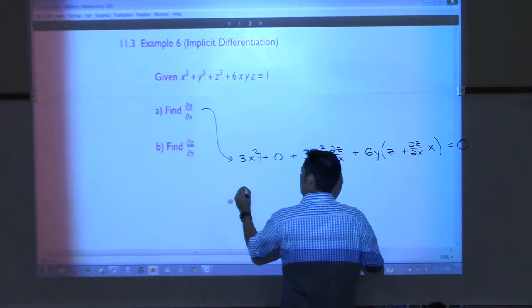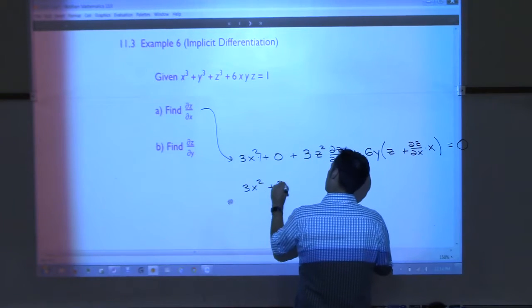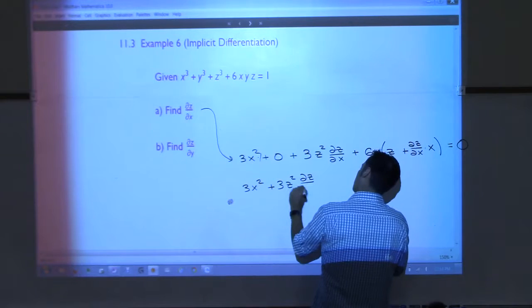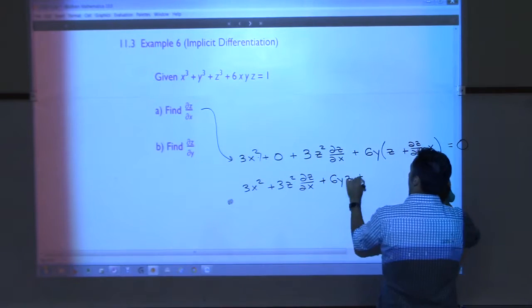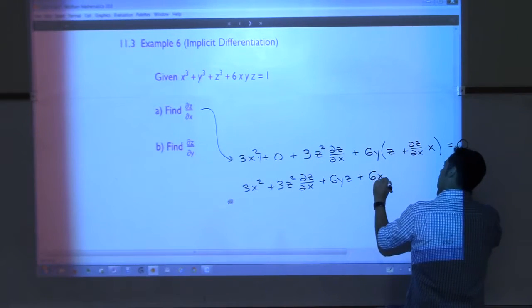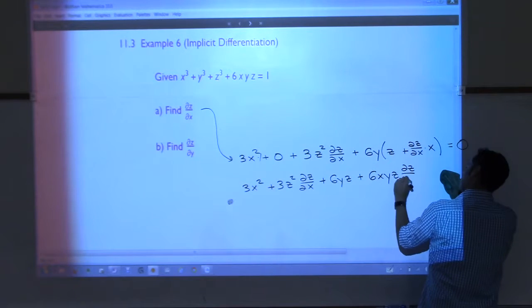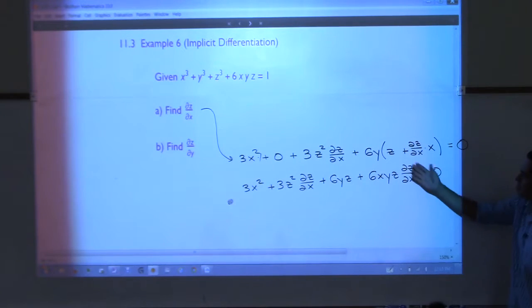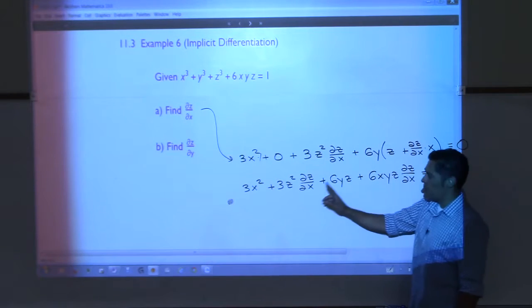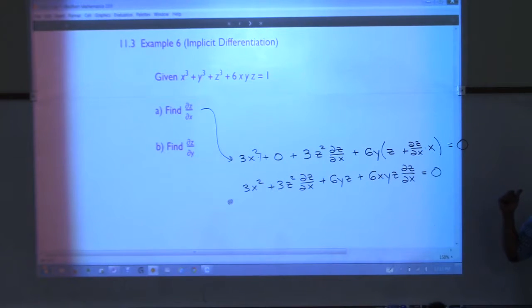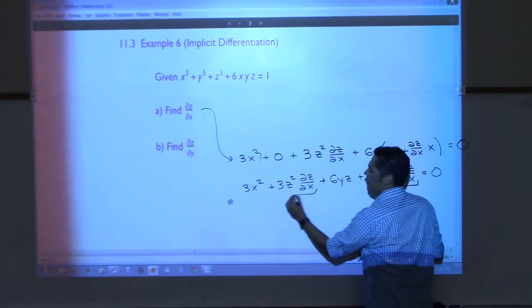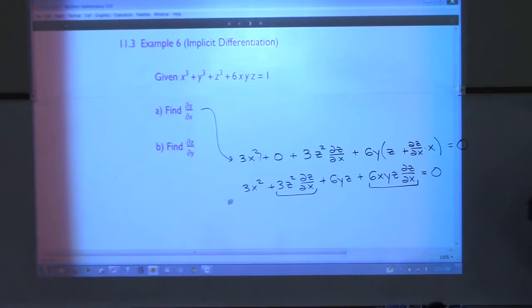Let me clean it up a little bit. It's 3x squared plus 3z squared partial z with respect to x plus 6yz plus 6xyz partial z with respect to x equals 0. So I just rearranged some stuff here, distributed through, and I'm trying to solve for partial z with respect to x. So everything that doesn't have it, move it to the other side. These terms right here, I'm going to leave on the left side. I'm going to move everything else to the right side.